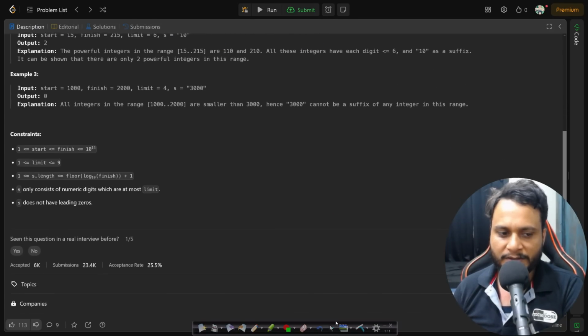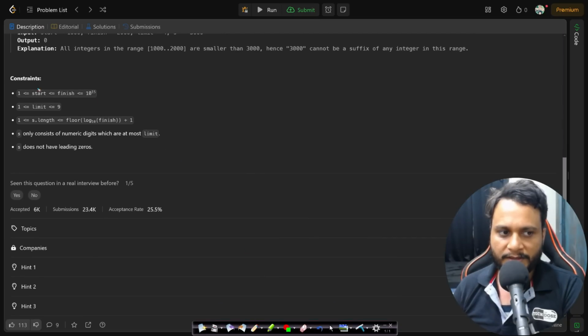But before looking at any solution, let's look at the constraint. In this case, the start and finish value is maximum 10 to the power of 15, which is approximately a 16 digit number, right? So if you are trying to enumerate all the numbers from start to finish, where in the worst case start will be 1 and finish will be 10 to the power of 15, it will definitely take 10 to the power 15 operations minimum, right? And on top of that, you have to analyze all the digits as well, but I'm not counting that. This is way greater than your 10 to the power of 8, right?